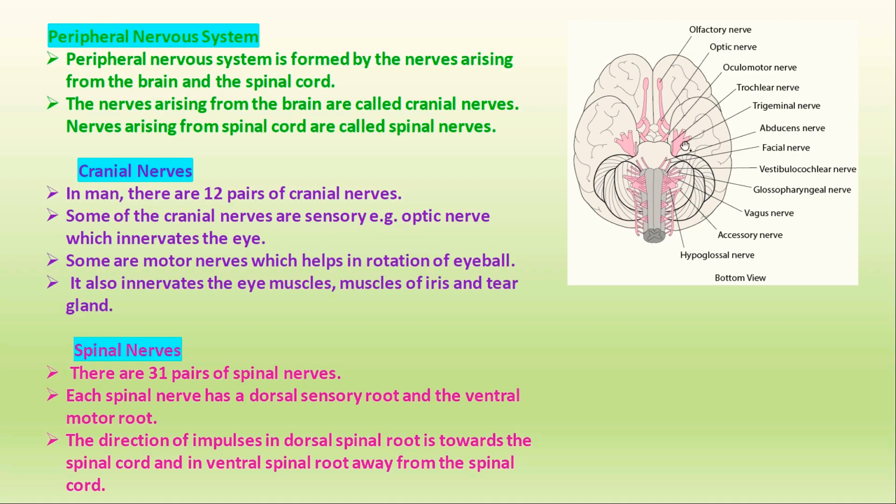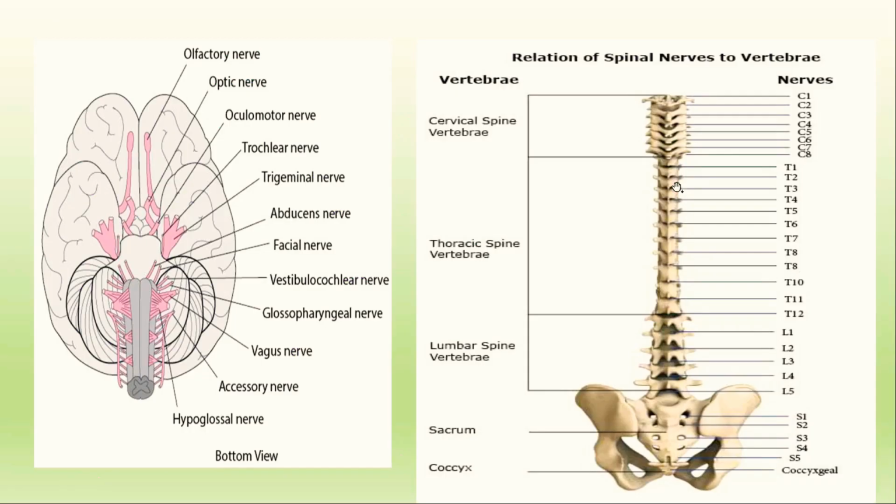And some are motor nerves. An example for that is the oculomotor nerve, which helps in the rotation of the eyeball. This also innervates the eye muscles, muscles of the iris and the tear gland. Next come the spinal nerves. There are 31 pairs of spinal nerves. Each spinal nerve has a dorsal sensory root and a ventral motor root. The direction of the impulse in the dorsal root is towards the spinal cord, and in the ventral root is away from the spinal cord, which we have seen in the reflex action.